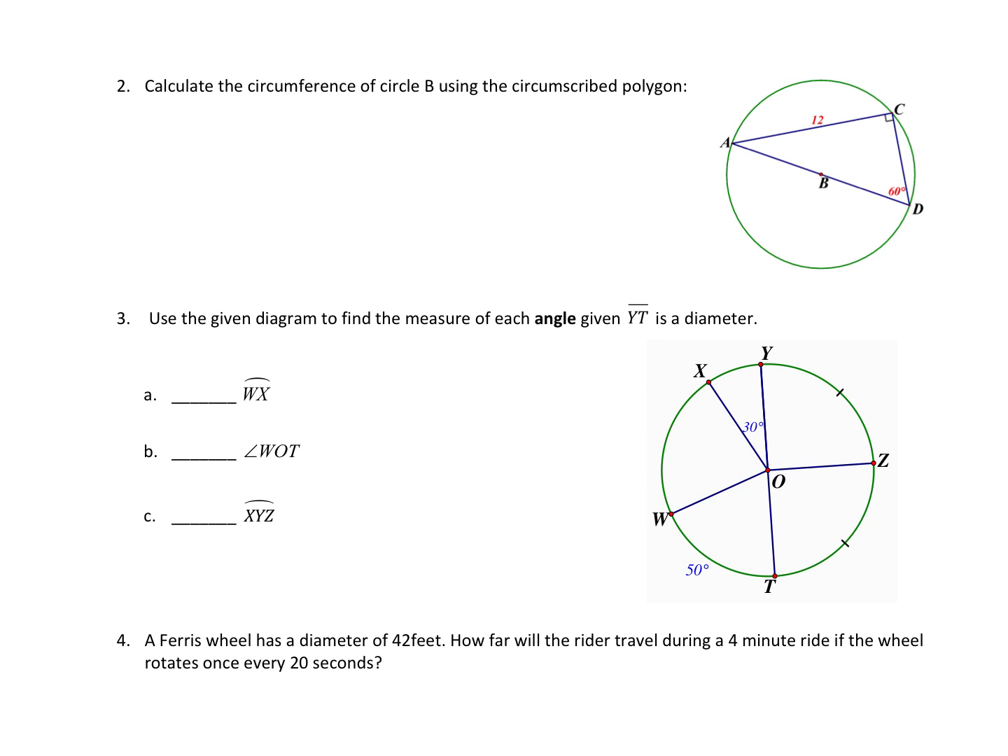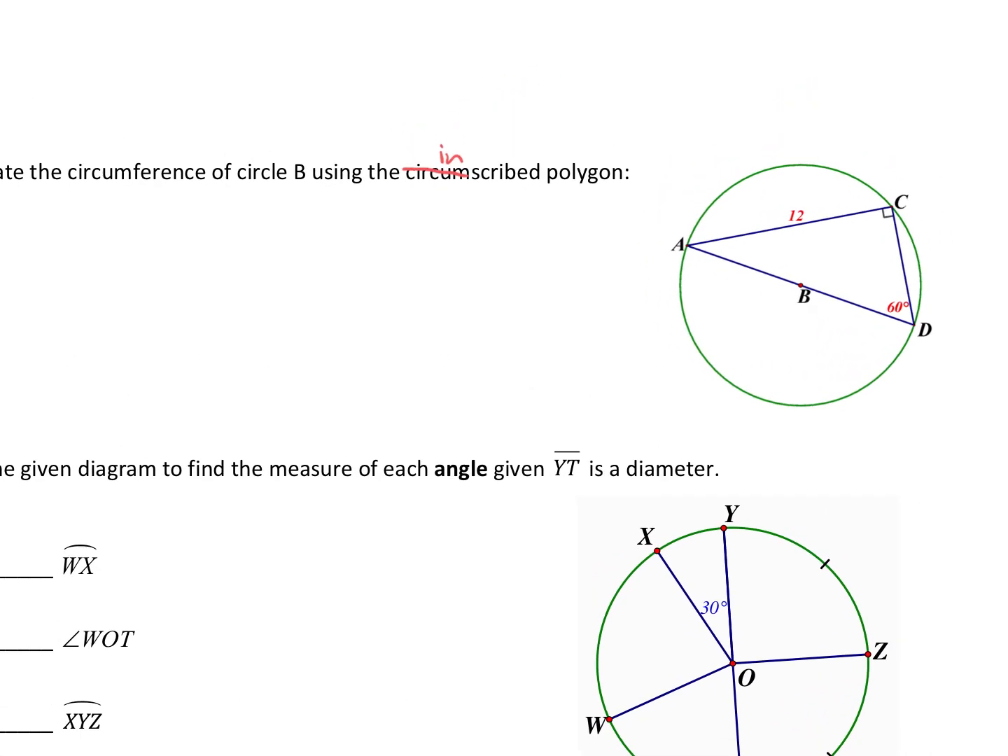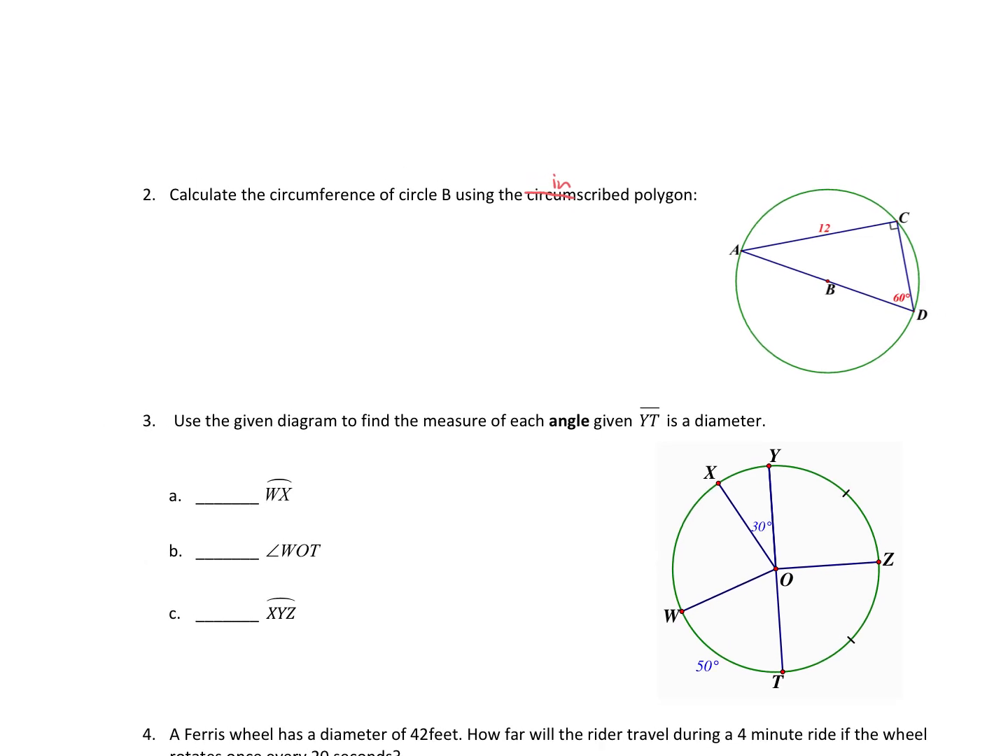Okay. Calculate the circumference of circle B using a circumscribed polygon. Okay, I think they mean inscribed. That's a first old mistake right there. Calculate the circumference of the circle. Okay, so we need to find the circumference of the circle. Oh, there's going to be a lot of formulas this semester. We should probably get used to doing stuff like this.